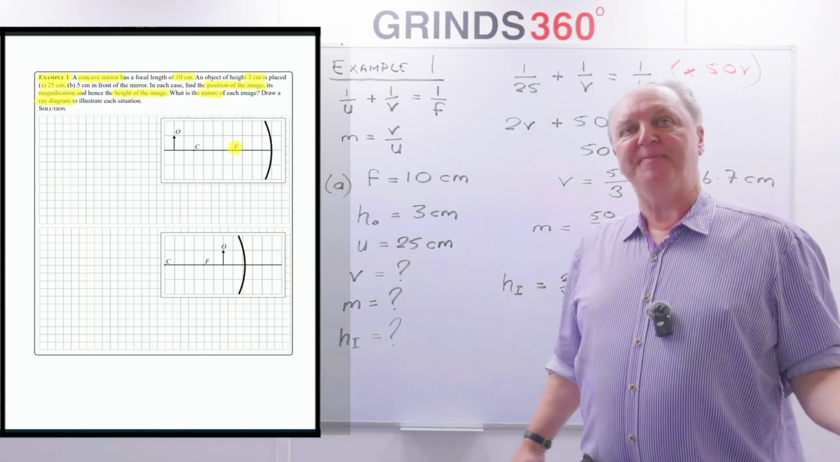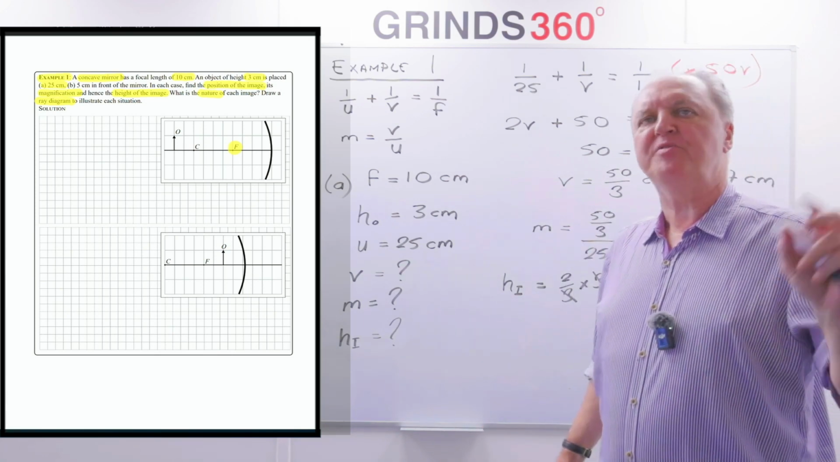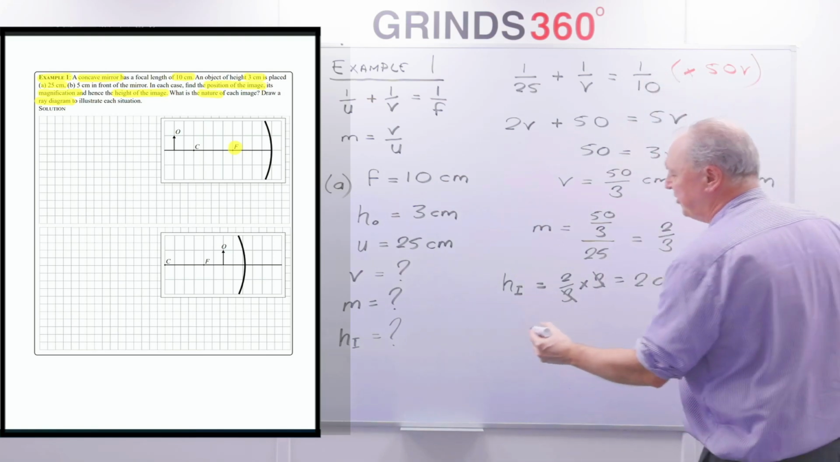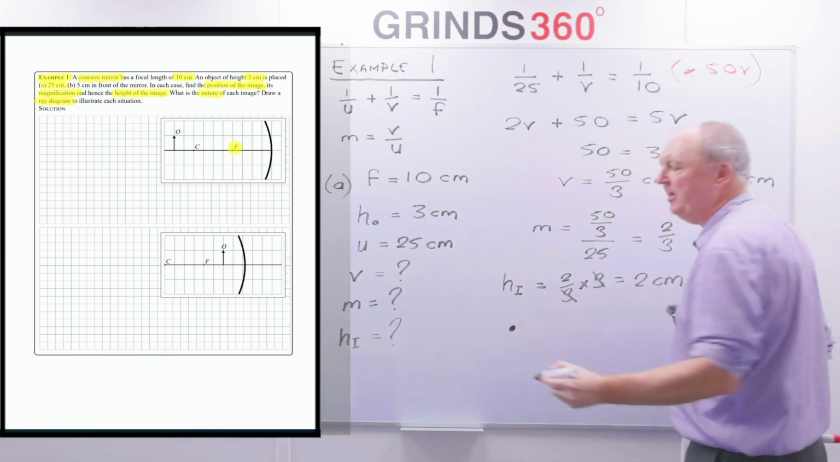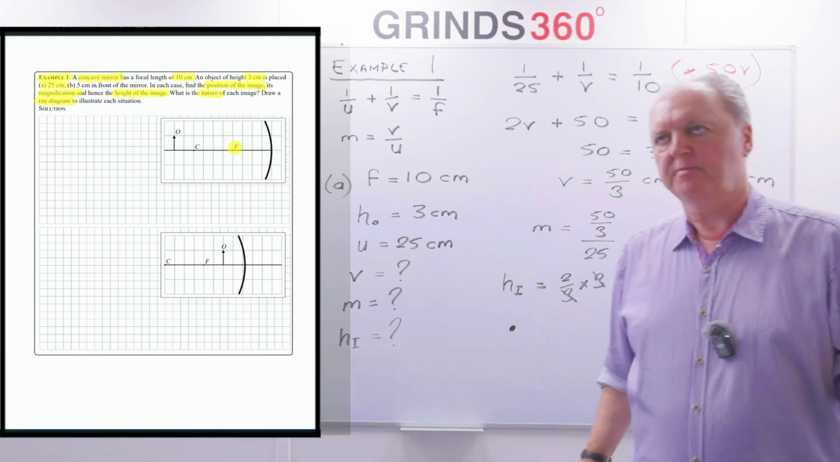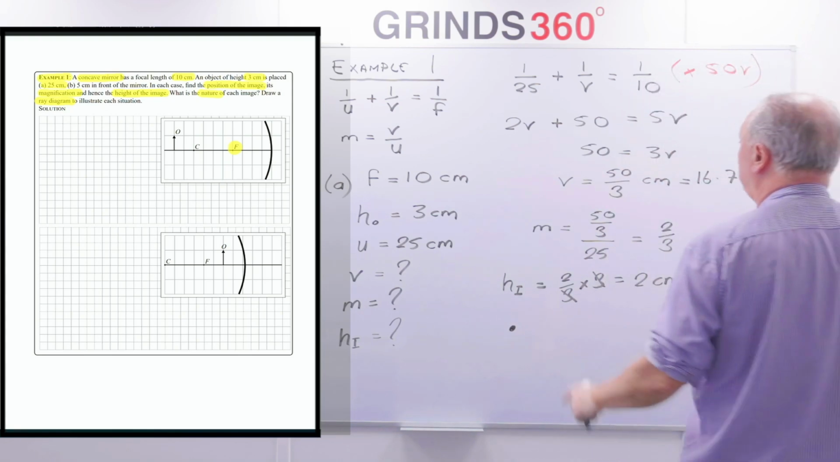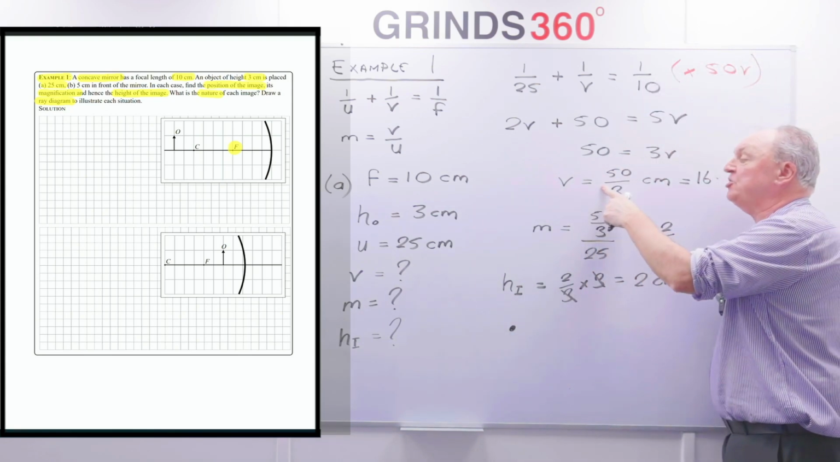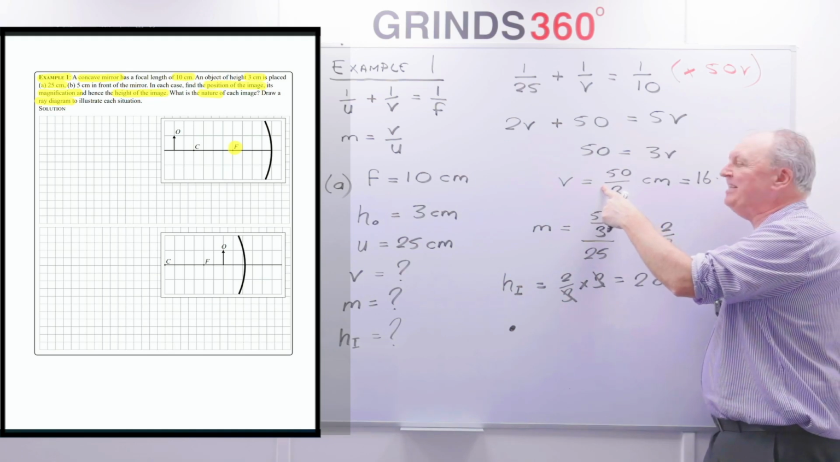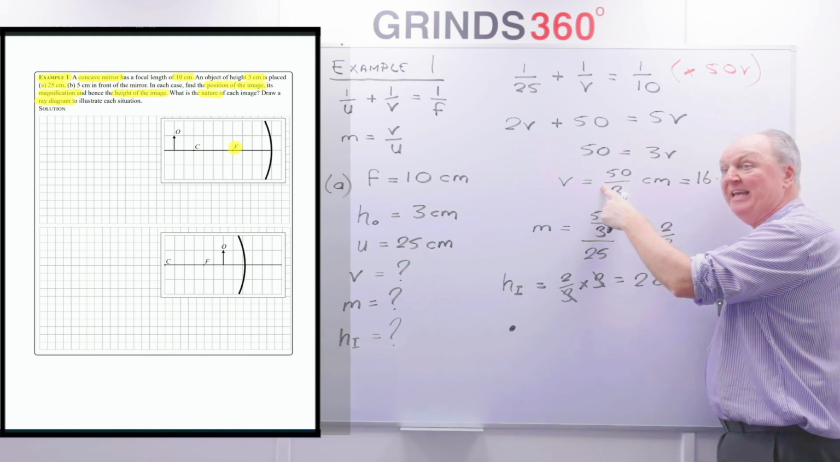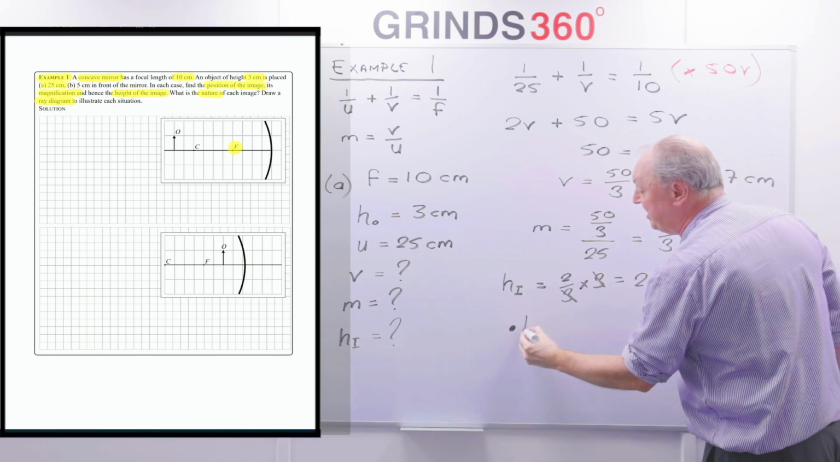They're now asking me to find the nature. Now, the nature comes in 3 parts. The first part is, is it real or is it virtual? Well, the way you know that from the maths is this. Look at your value of V. V ended up being positive. That means the image is in front of the mirror. In front is real. So it's a real image.